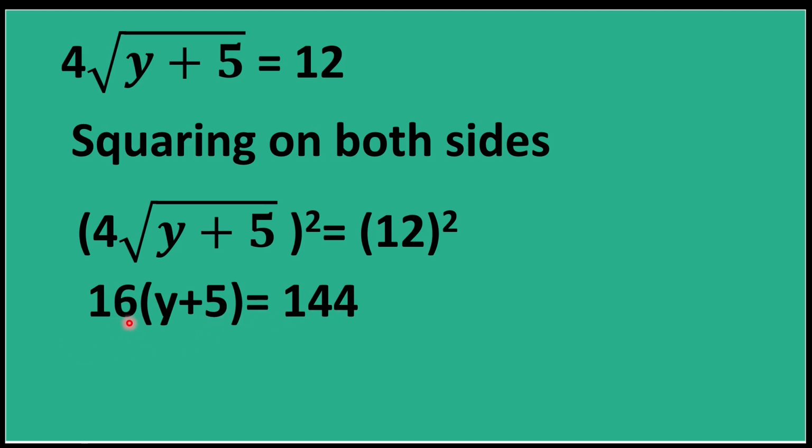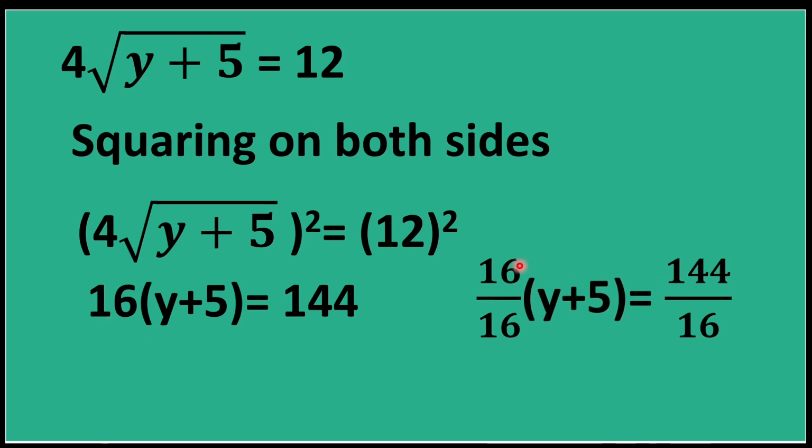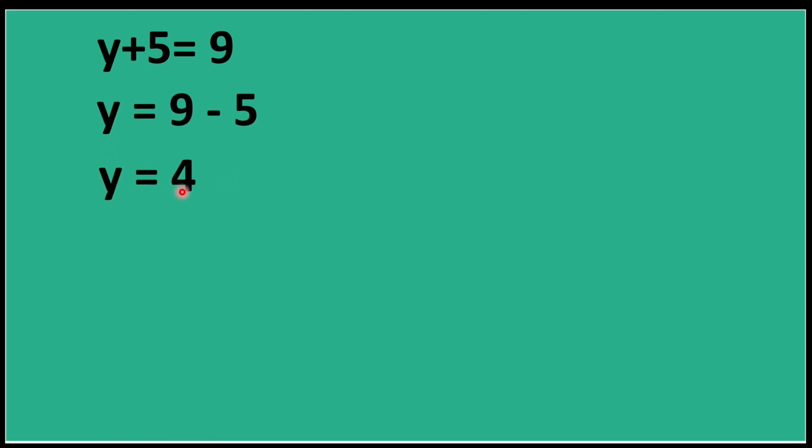And now we have to eliminate this 16. So we will divide both sides by 16. So 16 divided by 16 equals 1, and here 144 divided by 16: 16 times 9 equal to 144. So overall this equation will become y plus 5 equal to 9, because this 16 will cancel each other, and the remaining term will be y plus 5, and here the remaining term is 9. Now we will send 5 to the other side of the equation. So y equal to 4.